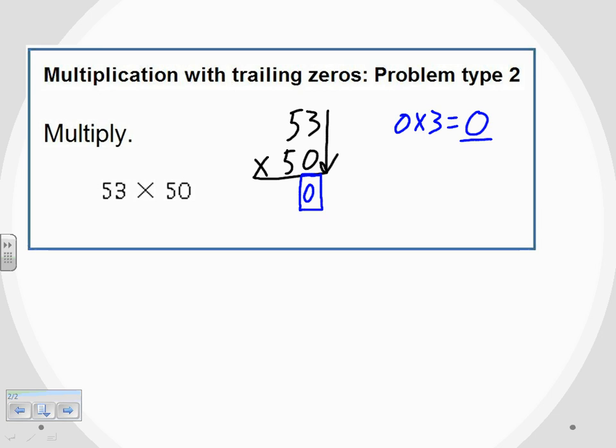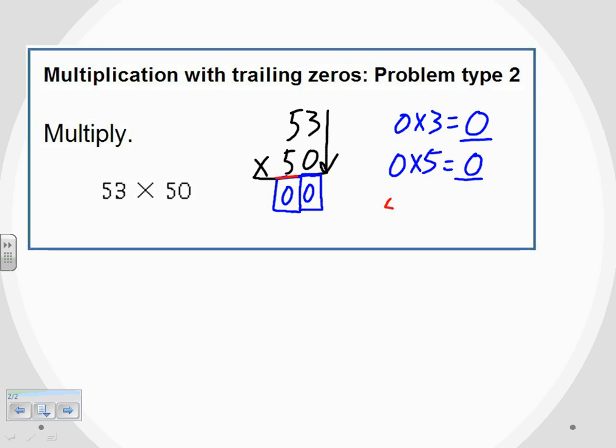And then I keep working to the left. That was 0 times the 3 in 53. I have to do the next digit, which is the 5. 0 times the 5 gives us again 0. So my second digit here is 0. That goes in the next space to the left. That's another 0. So I've multiplied everything in the top by that first 0. And now I need to move over to the next digit to the left, which is the 5. So I need to multiply everything in the top by the 5.